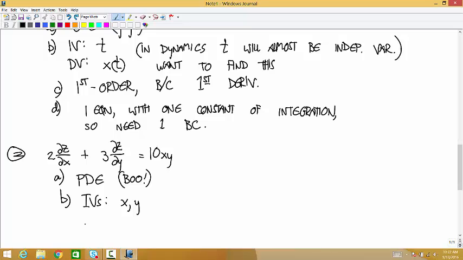Now, the dependent variable. With a partial, you could also have more than one dependent variable. The number of dependent variables doesn't have any effect on the kind of differential equation it is. What is or are the dependent variables? Yep. So in this case, you'd be looking for a function z of x and y. Very good. And that's what you'd be trying to solve for. So solving this differential equation means finding that function z of x and y.